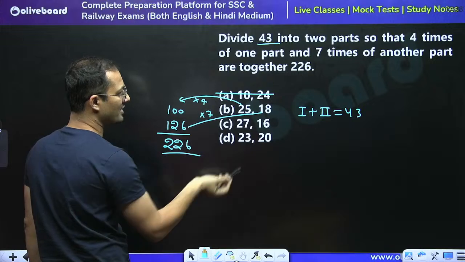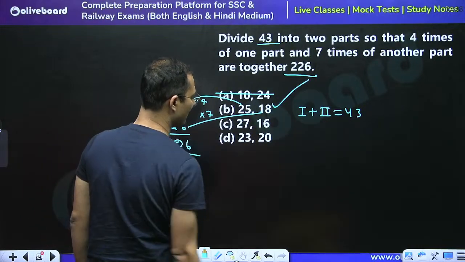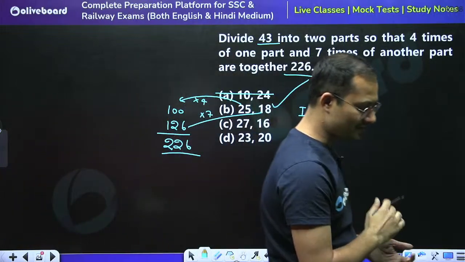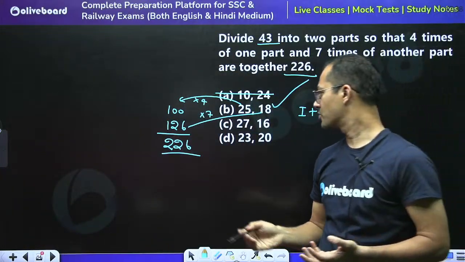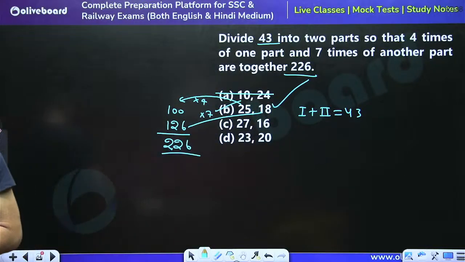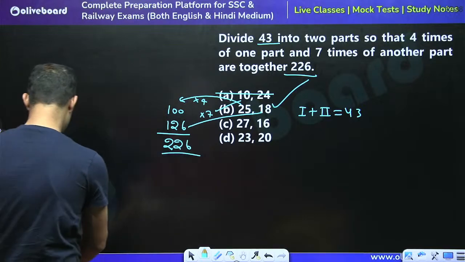So it is going to match, 226. Luckily the first option which we have checked satisfies the given condition, so we can say that this is the right answer. We are not going to check it further. So B part is the right answer. We can easily answer it.